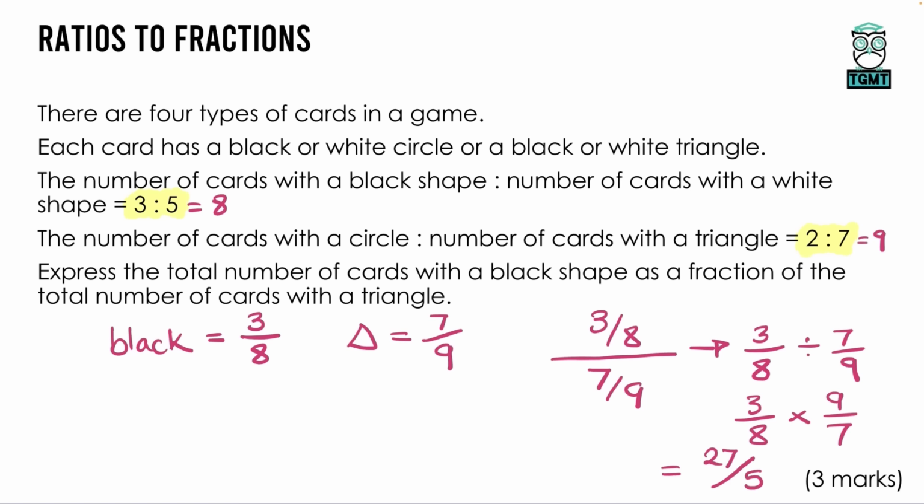So actually that whole question there was just about dividing fractions. But we had to first convert the part of the ratio that we needed into a fraction, and the second ratio, the part that we needed, converting it into a fraction. Just following the instructions, it said then express the total as a fraction of the total. So we got the fractional amount for the black cards on the top out of the fractional amount for the triangles on the bottom, and that was then converted into a divide calculation rather than writing just as a fraction. So there we go, 27 over 56, and that is ratios as fractions.